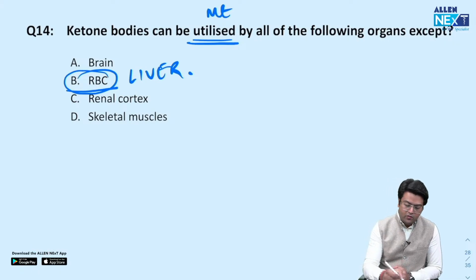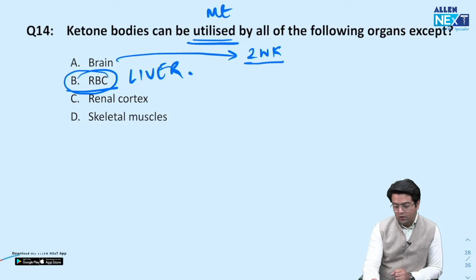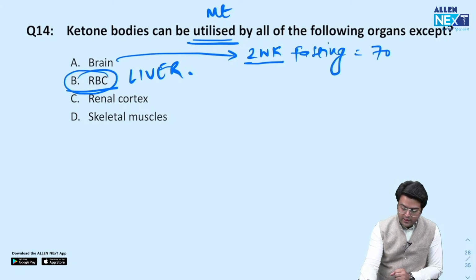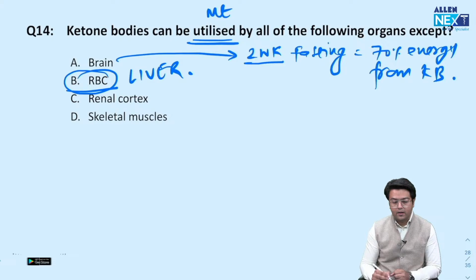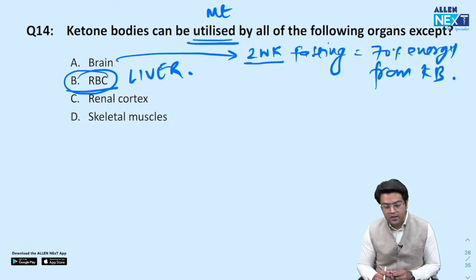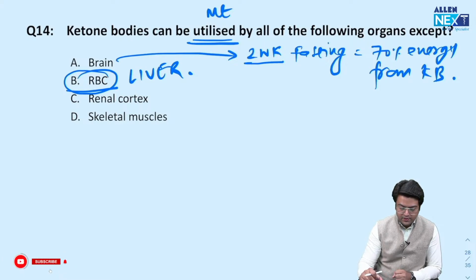Brain, guys, remember one thing that can be important is that after 2 weeks of fasting, that is a prolonged fasting, 70% of energy comes from ketone bodies, right? 70% energy from the ketone bodies, right guys? So that is your answer.